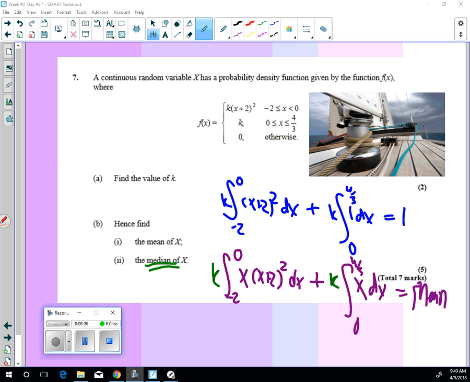For this integral x plus 2, if u is x plus 2 and du is just dx, this is just going to be x plus 2 cubed over 3, isn't it? Okay, and this is going from negative 2 to 0, and this is times k. This one is just going to be the antiderivative of 1 is just x going from 0 to 4/3 times k, right? That's going to be equal to 1.